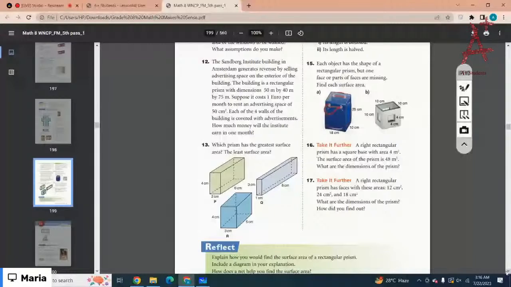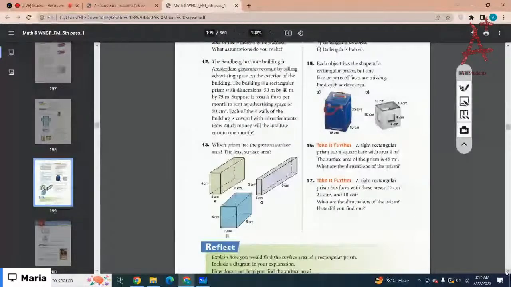Okay, let's just start with question number 15. Each object has the shape of a rectangular prism, but one face or part of faces are missing. Find each surface area. You have to calculate the surface area. You can just simply calculate using the formula.